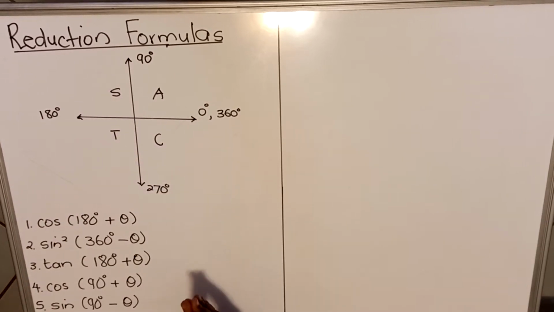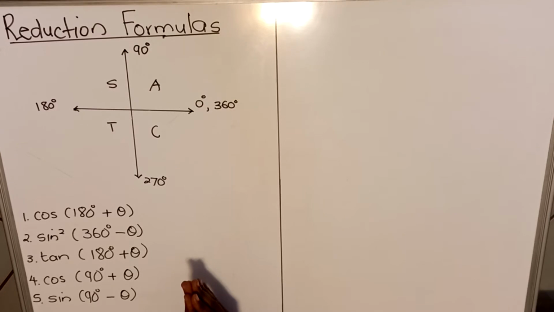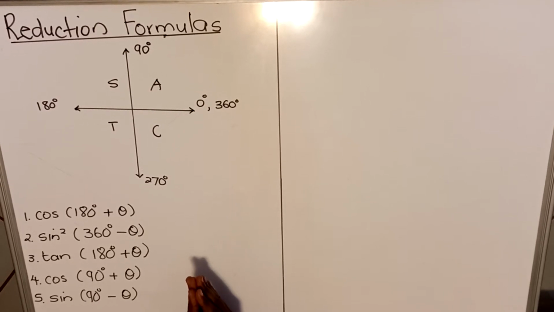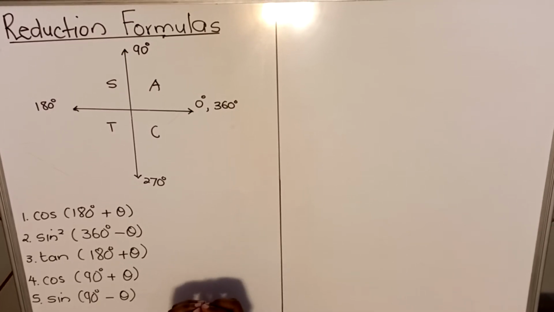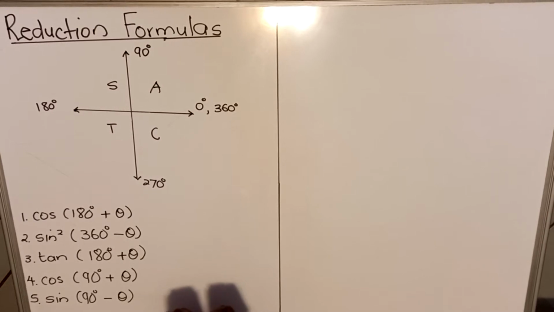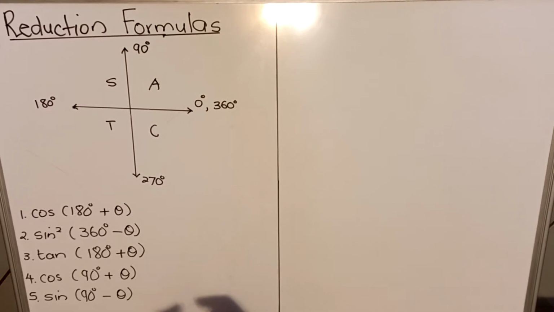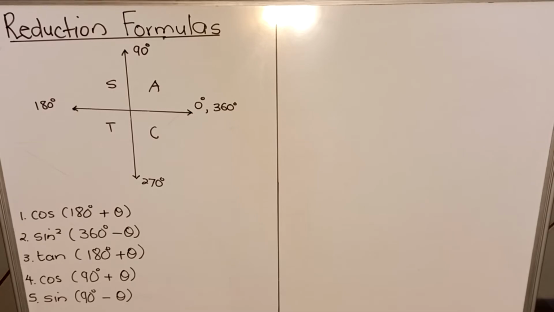Okay, so we're going to look at 5 examples of reducing, and then we're going to look at other examples where you are reducing numerical values, where the angle is 330 or something like that. Okay, let's start with these ones.